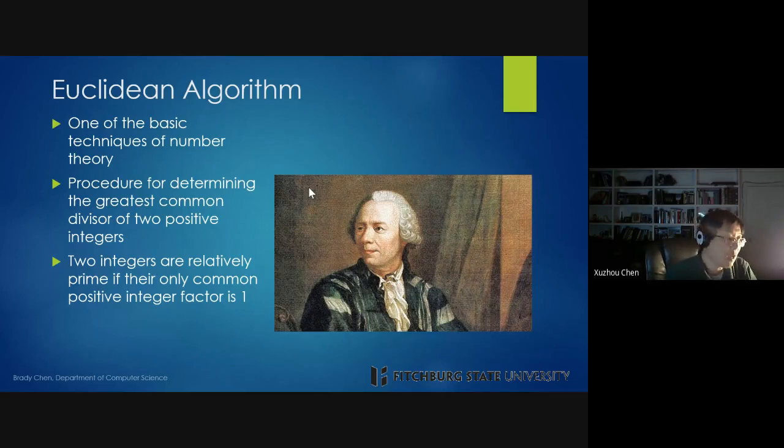One of the basic techniques of number theory is called the Euclidean algorithm. The Euclidean algorithm is used to determine the greatest common divisor of two positive integers. Sometimes we try to find out whether this number is a divisor of the other number, right? So we can do the division to see whether the remainder is 0. If the remainder is 0, then the number is a divisor of the other number. If it's not 0, you got a quotient and a remainder, so it's not complete. You cannot exactly divide the number.